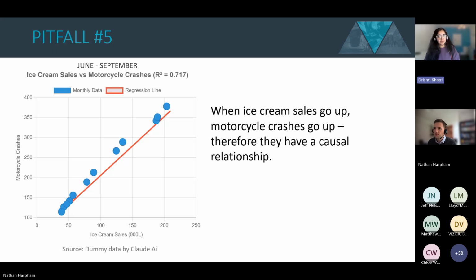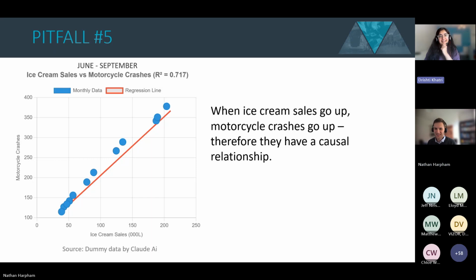And I've assumed based on this that there's a causal relationship between these two variables. And as per this current data, I assume that as ice cream sales go up, motorcycle crashes also go up. So my intervention is going to be that stop motorcyclists from eating ice creams, and that's going to lead to lower motorcycle crashes. Now, obviously, that's a silly example, but what do you think is wrong here with this analysis?